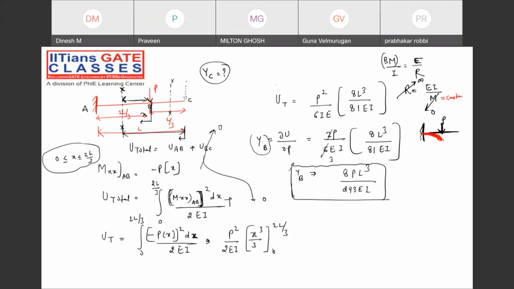The radius of curvature will be infinite means what? How will the elastic curve look like? Just wait. I'll be coming to that particular point.